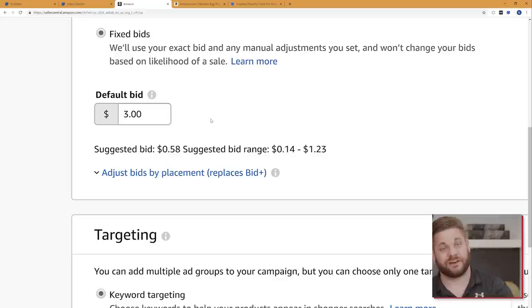So again, this is very different than what we do on our actual operational PPC listings. This is extremely, extremely different. And this is extremely, extremely important to pay attention to. We're going to bid high on this.